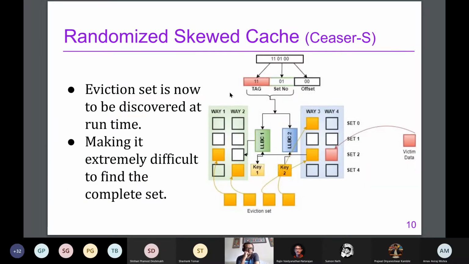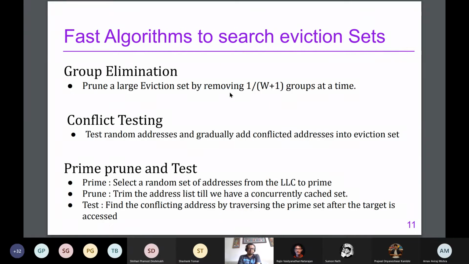Next slide, please. As you can see here, the basic eviction set, which was earlier pre-computed and easily possible, because of this randomized skewed caching, it gets non-trivial for an attacker to guess the eviction set. First of all, it has to be done at runtime, because the mappings get changed periodically based on the keys, and thus it's quite difficult for the attacker to guess an eviction set in a particular remap period.